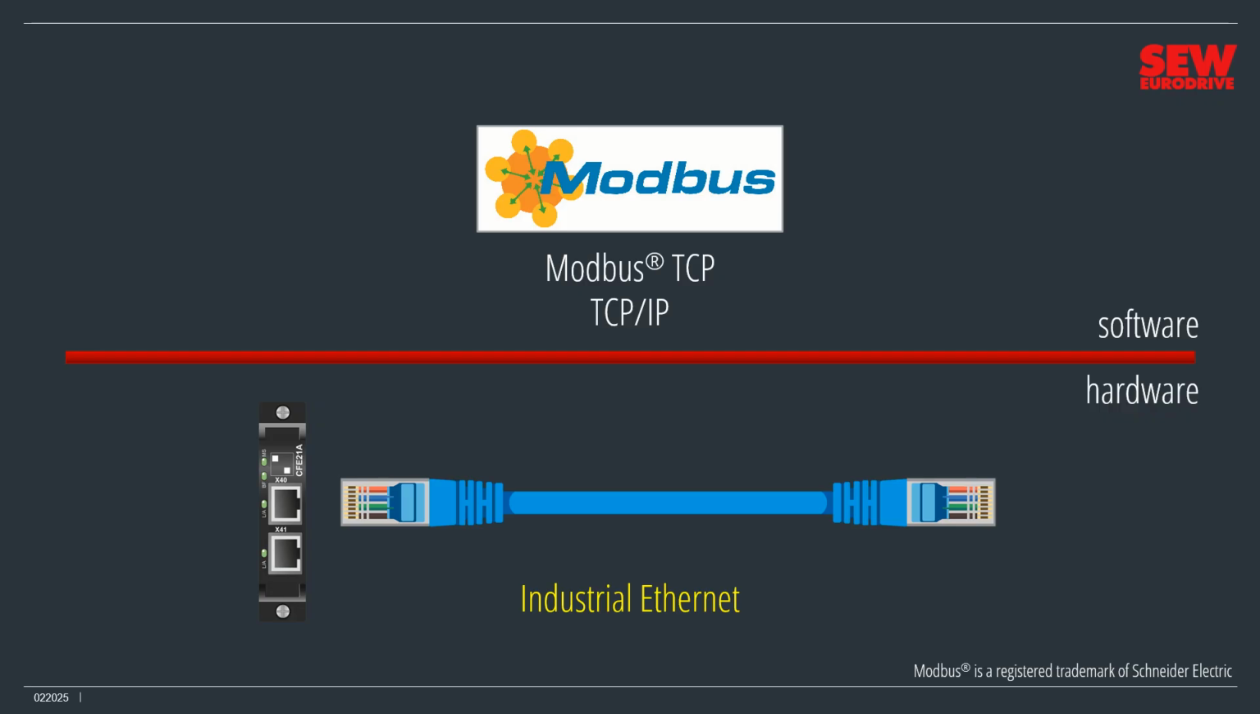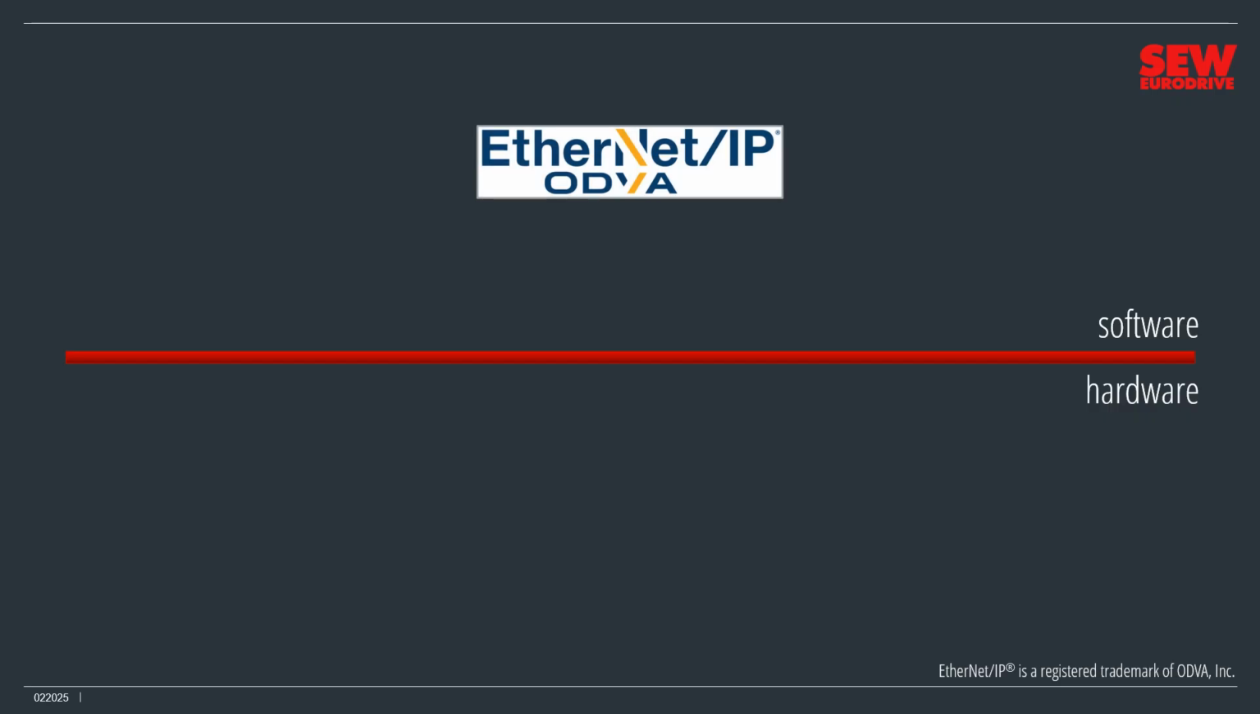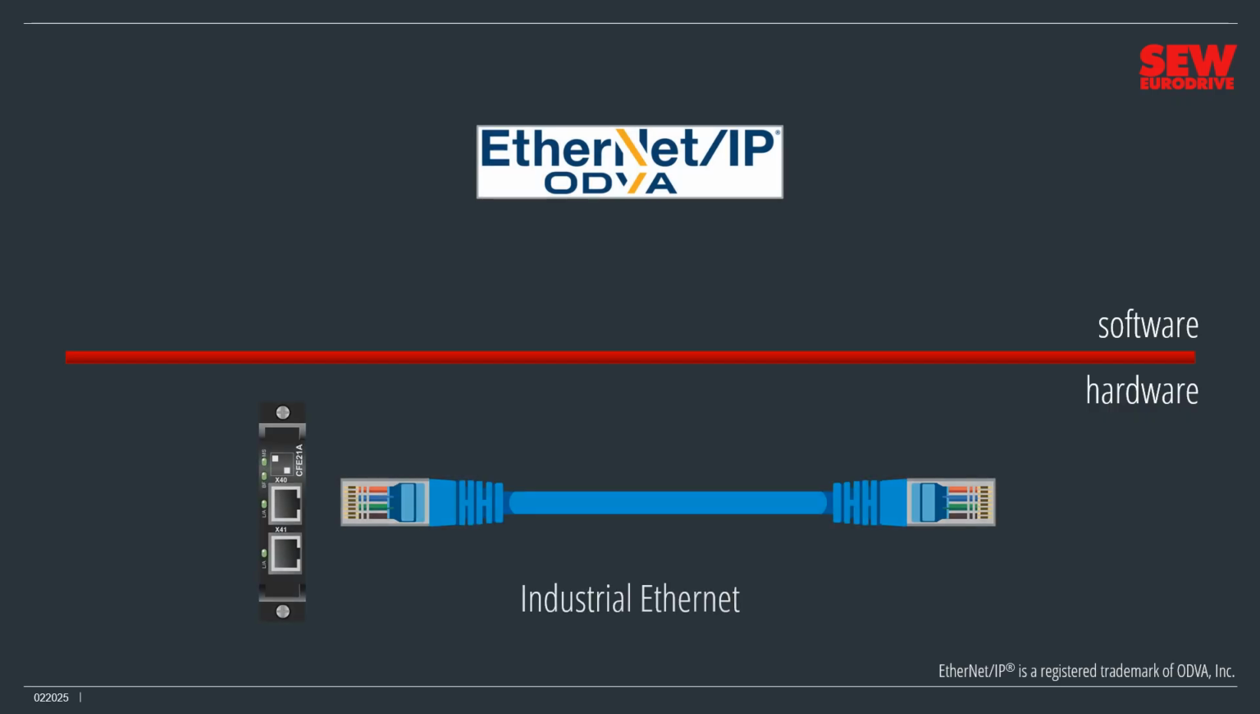Our next example is EtherNet/IP. It too uses industrial Ethernet for its hardware side. The software side uses TCP/IP and a specialized protocol called CIP, which stands for Common Industrial Protocol. EtherNet/IP Fieldbuses are especially popular in Rockwell Automation systems.